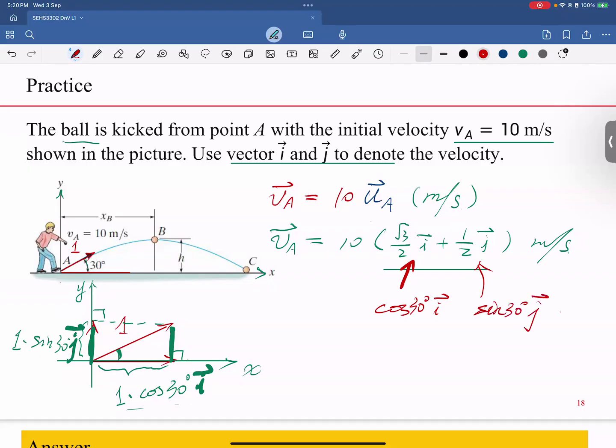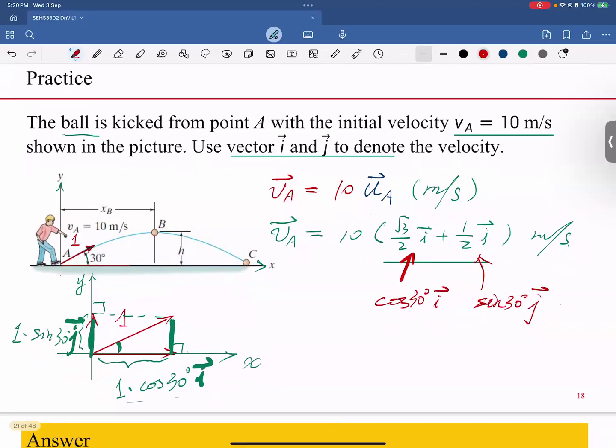I show you every detail in it. And next time when you find an angle, you need to know how to find out the unit vector. Any question? This should be no problem. You have tried it in your middle school, right? So simple. No problem, right? Okay.